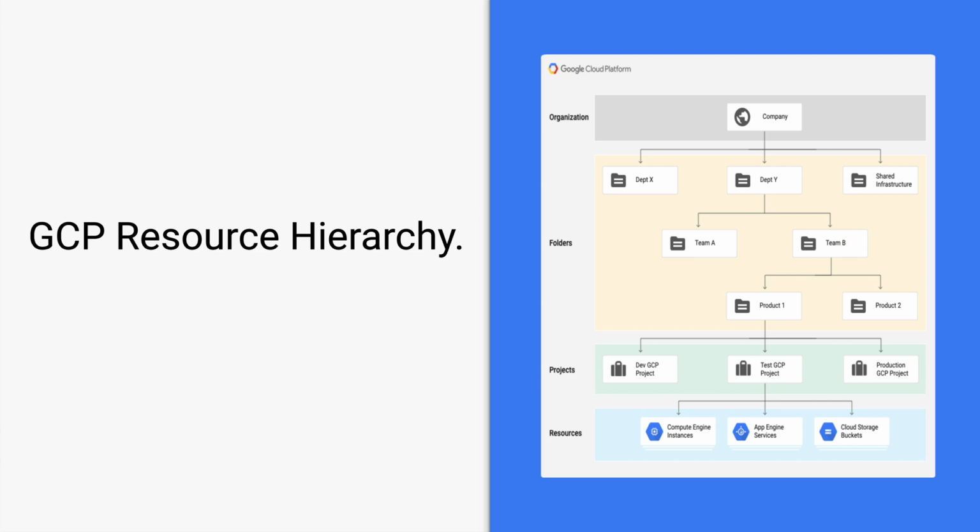So we can also create subfolders called product 1 and product 2, and each folder can have different projects. We can create one project for development, one project for testing, one for staging, another for production. So the GCP resource hierarchy consists of three basic nodes: organization, folders and projects.